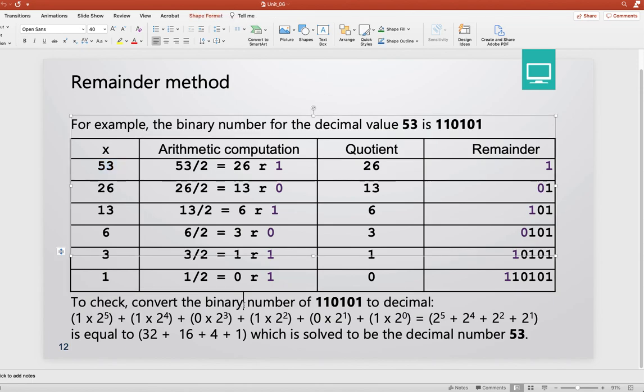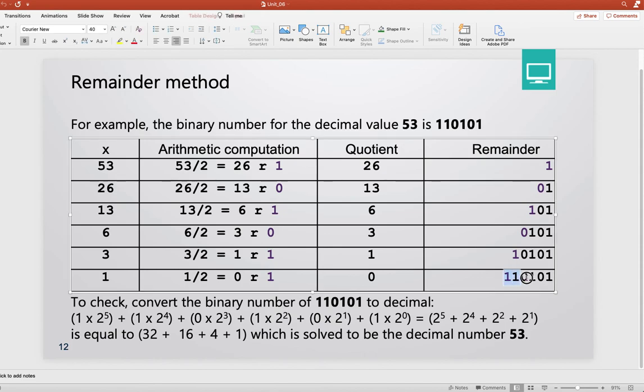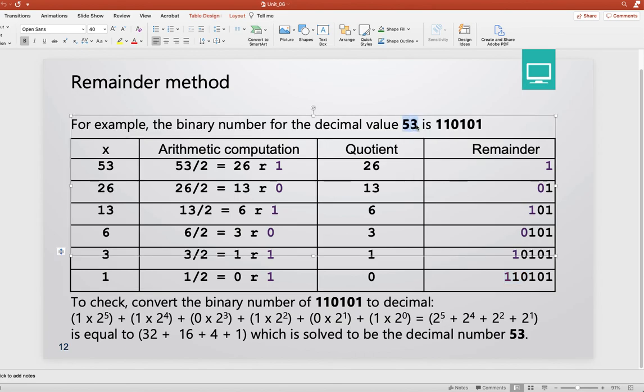And if you want to check the correctness, you can convert this binary number to a decimal number and see if it equals 53. So here is the process of converting the binary number to the decimal number.